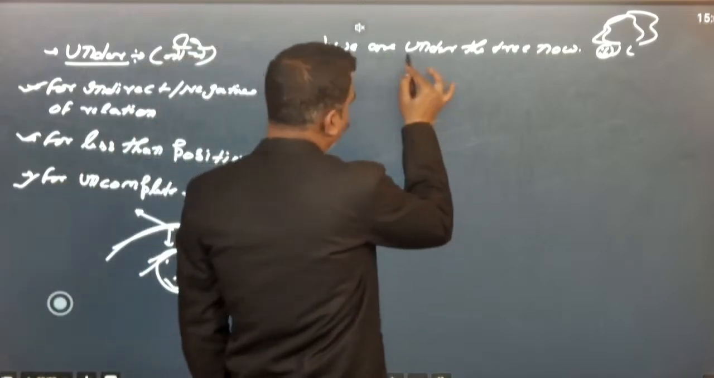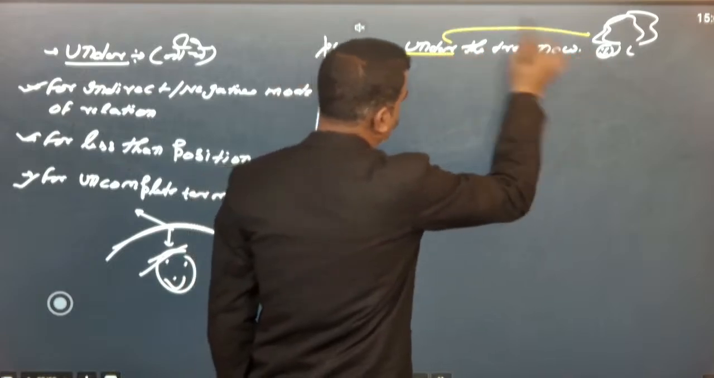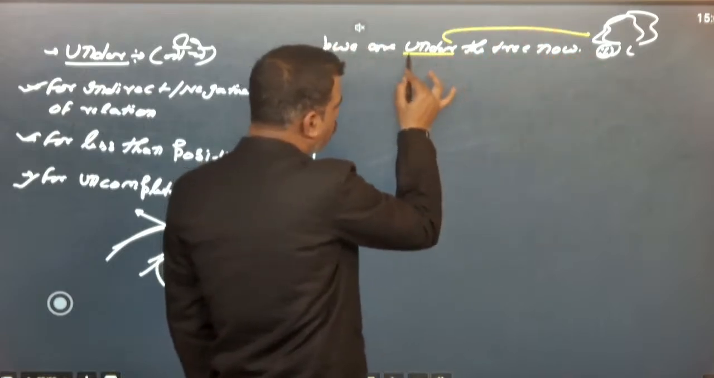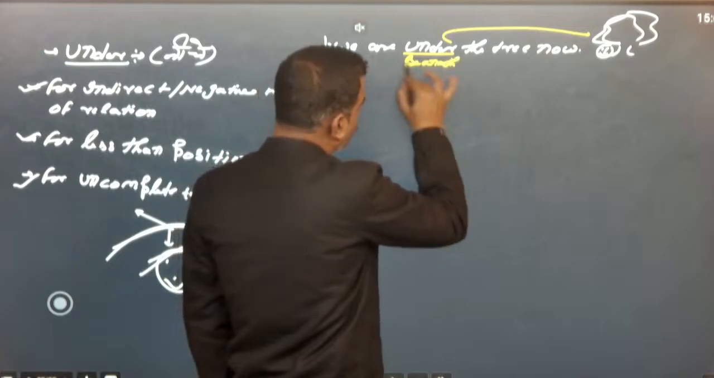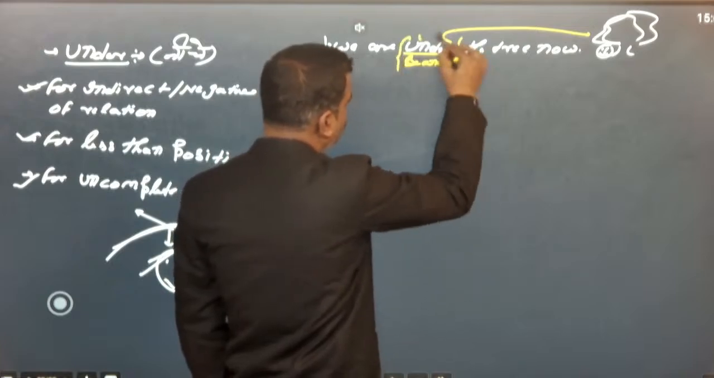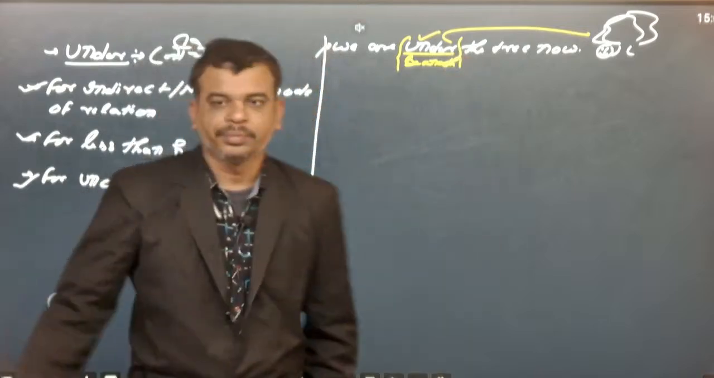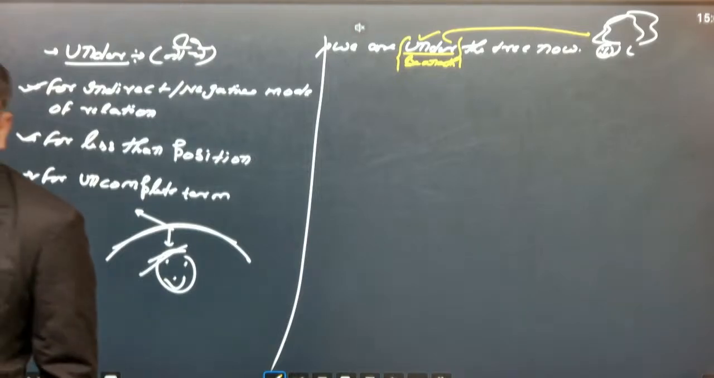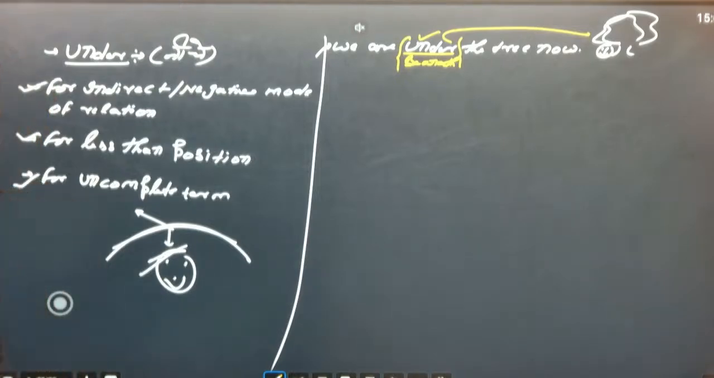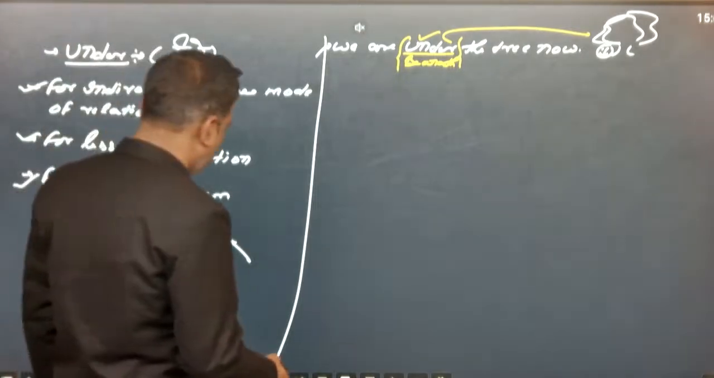For this or such a type of condition, we can use under or beneath, either of them. Beneath is a substitute for under. Both words are similar for the same concept. So we are under the tree now.